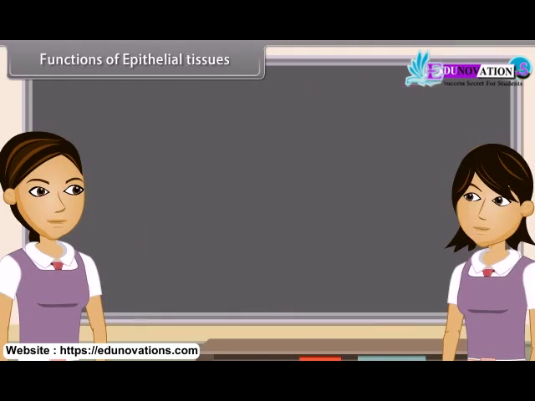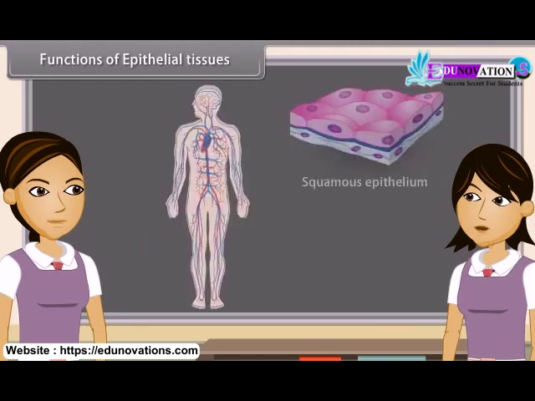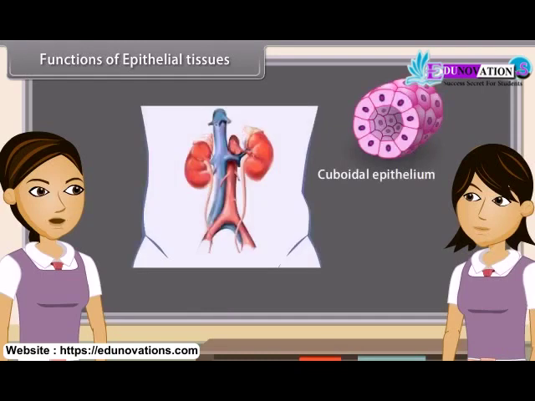Function of epithelial tissues. Squamous epithelium protects the underlying parts of the body from mechanical injury, entry of germs, chemicals and also from drying. Cuboidal epithelium helps in absorption, excretion, and secretion. It also gives mechanical support.